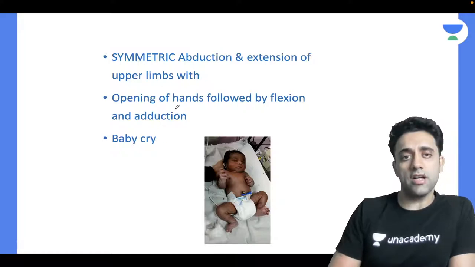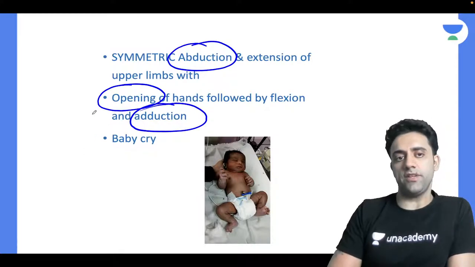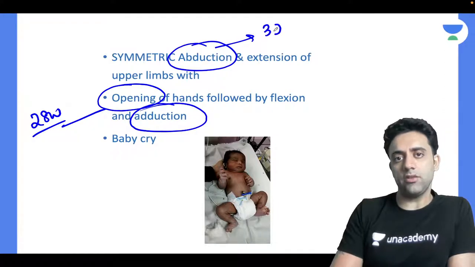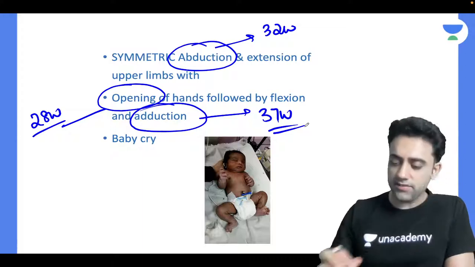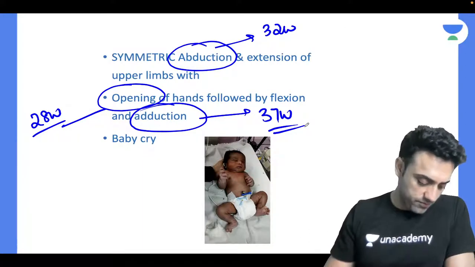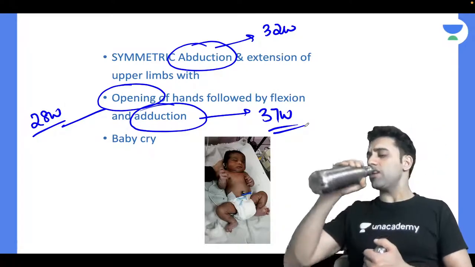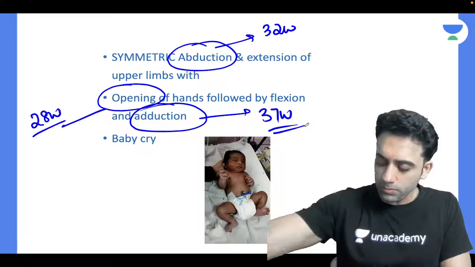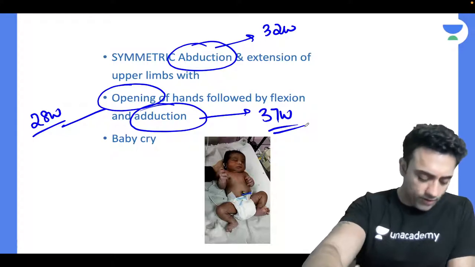And when does which one come? Abduction comes at which week, opening of hands comes at which week, and adduction comes at which week? So opening of hands comes by 28 weeks, abduction comes by 32 weeks, and adduction, the last component, comes by 37 weeks. This is very, very, very important. Okay. So 28, 32, and 37. Very good. And this one is over.